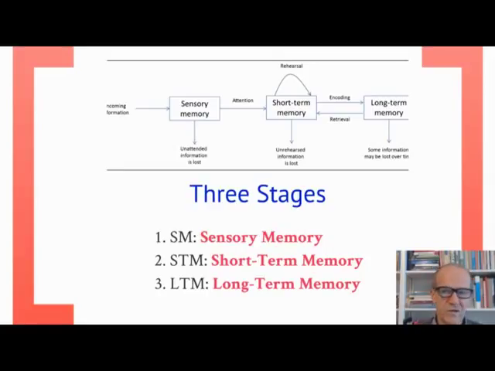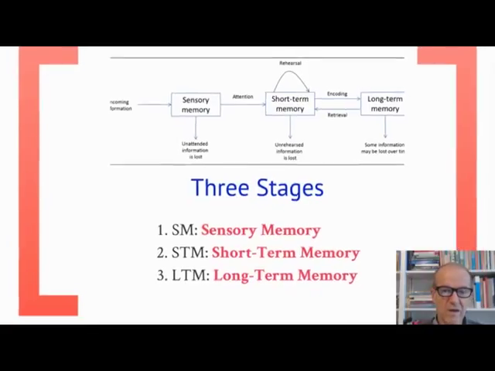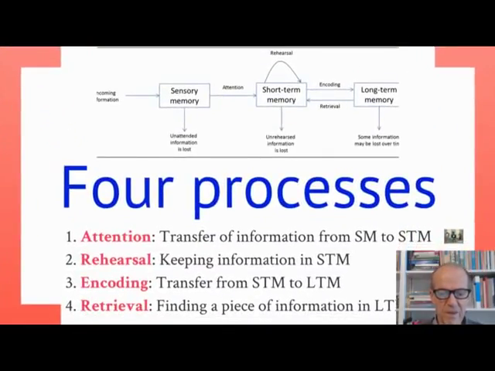There are all kinds of refinements and elaborations on this model, but let's keep it a bit simple and just keep it like that. But now we will go into the processes in a little bit more detail. Attention, rehearsal, encoding, and retrieval. Attention is the process which transfers information from short-term memory to long-term memory. Attention can be studied in all kinds of situations. You can consider the focused attention on a particular situation, or the sustained attention.